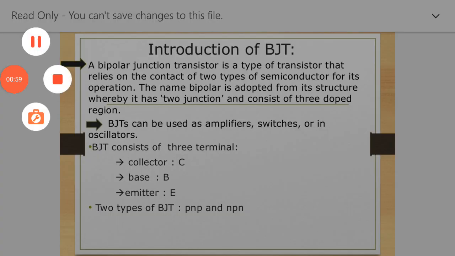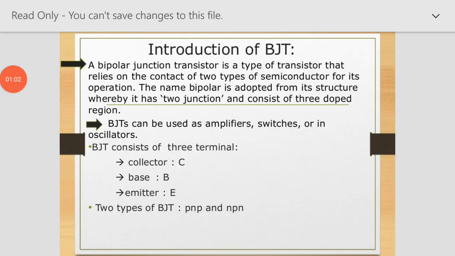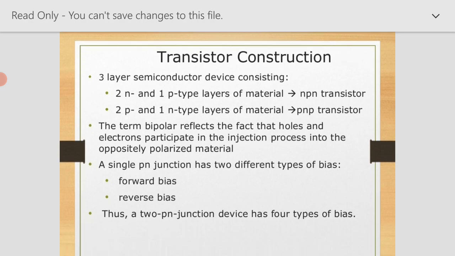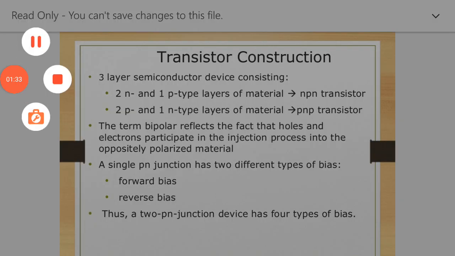The BJT types are two, NPN and PNP. There are three terminals in a BJT: the first terminal is the collector, the second is the base, and the third is the emitter. Now we see transistor construction. A three-layer semiconductor device consisting of two n-type and one p-type layers of material is called an NPN transistor. After that, two p-type and one n-type layers of material make a PNP transistor.